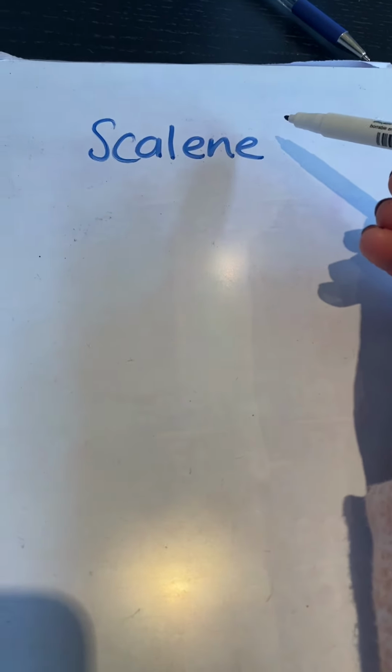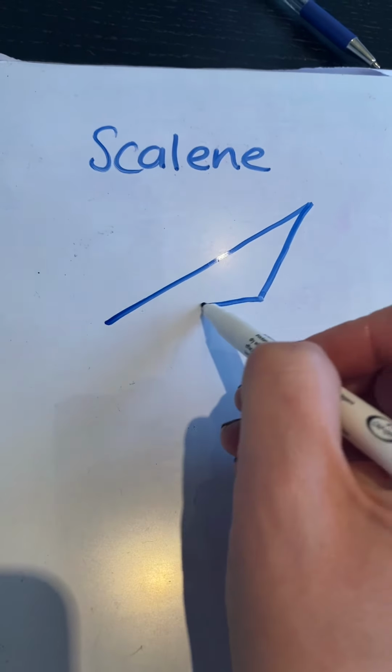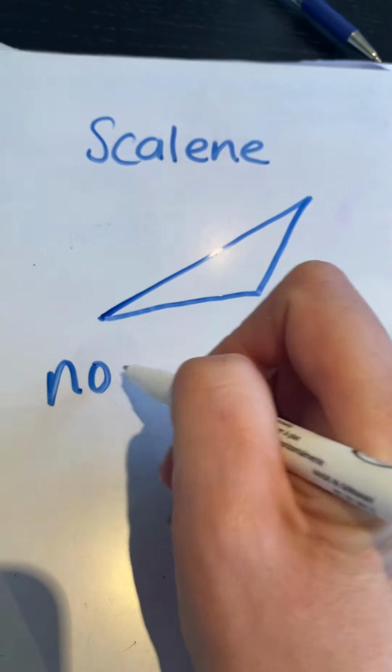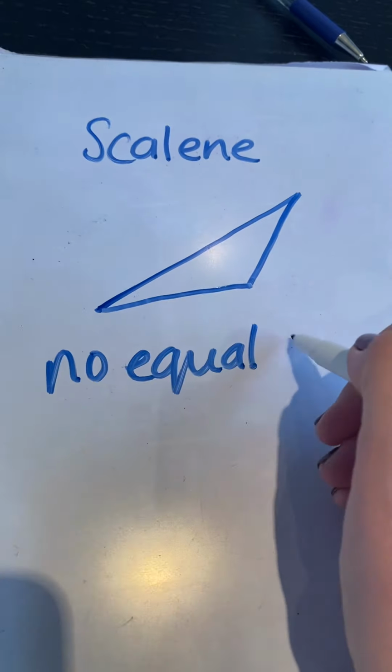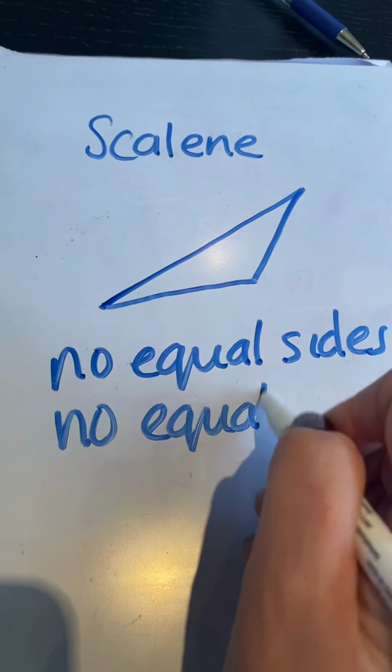And our last type of triangle is a scalene triangle. And a scalene triangle, there is nothing the same. So there is no equal sides and no equal angles.